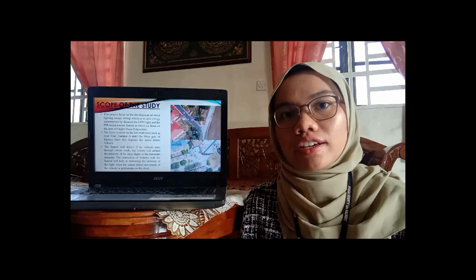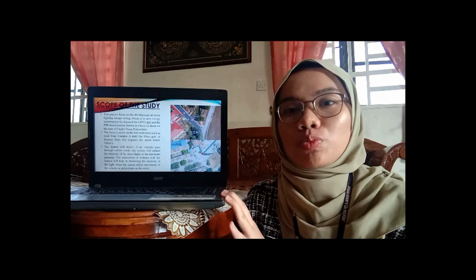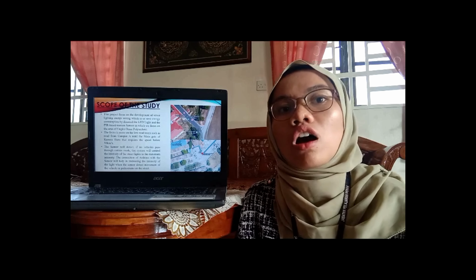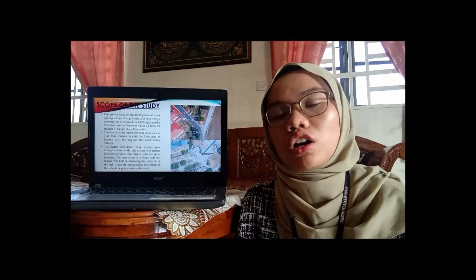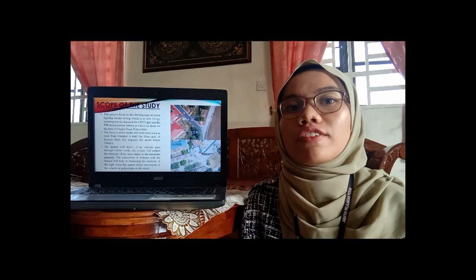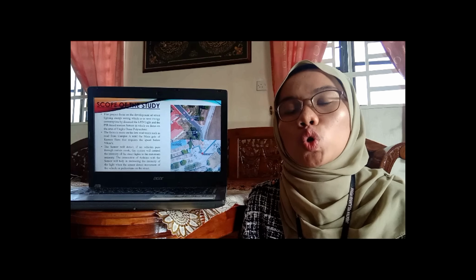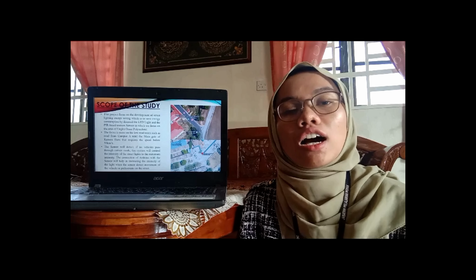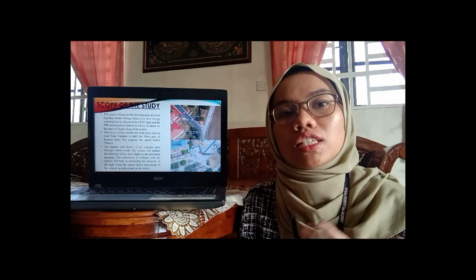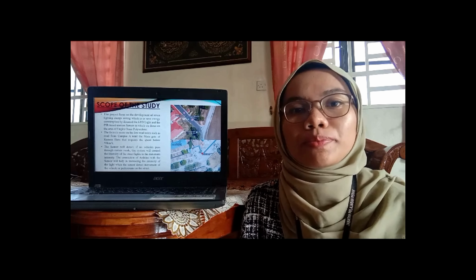Our scope of the project with location is that this project will focus on the development of an energy-saving street lighting system along Campus A of Politeknik Ungku Omar until the new campus of Politeknik Ungku Omar.